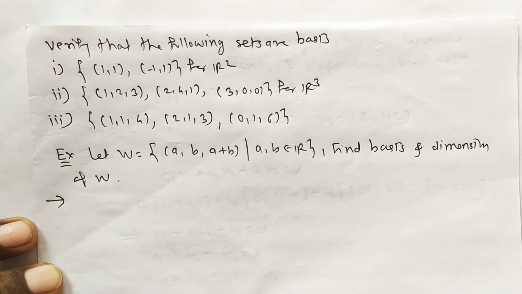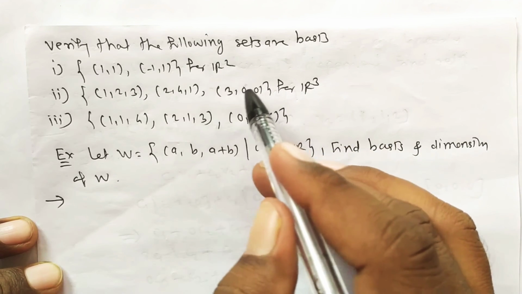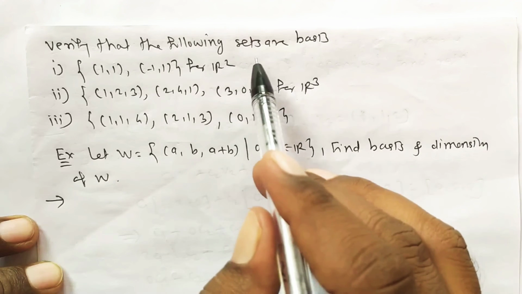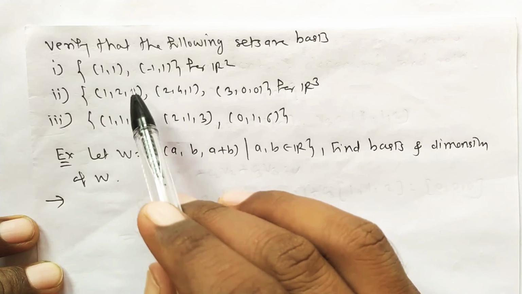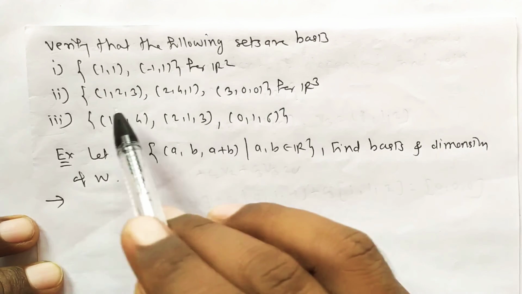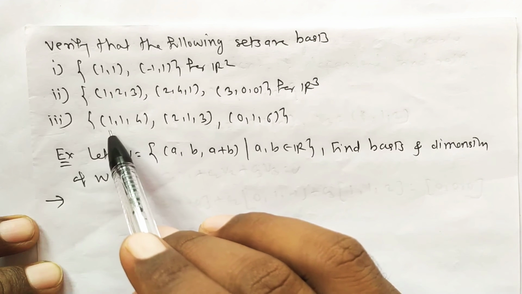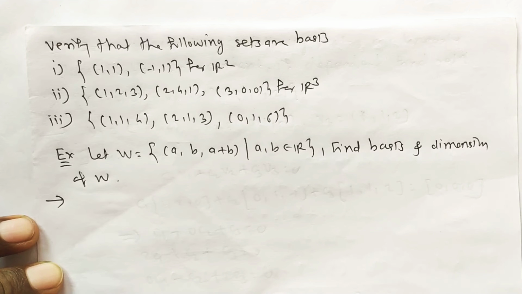So the same problem: verify that the following sets are basis. For practice you solve these questions. So we have to verify whether these sets are a basis or not. First one is (1, 1), (minus 1, 1), same as the last problem, for R2. Then for R3: (1, 2, 3), (2, 4, 1), (3, 0, 0), and the third problem: (1, 1, 4), (2, 1, 3) and (0, 1, 6). So these are some problems related to basis, meaning how to check whether given vectors form a basis or not, or whether a given set is a basis or not.